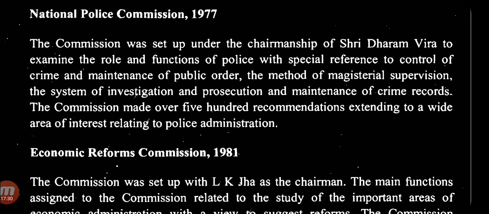National Police Commission, 1977. The commission was set up under the chairmanship of Sri Dharamvira to examine the role and functions of police with special reference to control of crime and maintenance of public order, the method of magisterial supervision, the system of investigation and prosecution, and maintenance of crime records. The commission made over 500 recommendations extending to a wide area of interest relating to police administration.